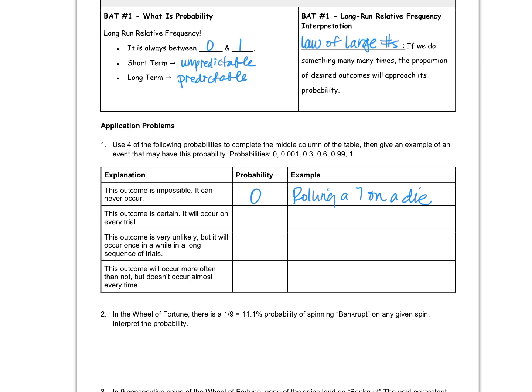What's the probability that an outcome is certain? It's going to occur every trial. That's a 1. What's an example of something that is for sure going to happen?